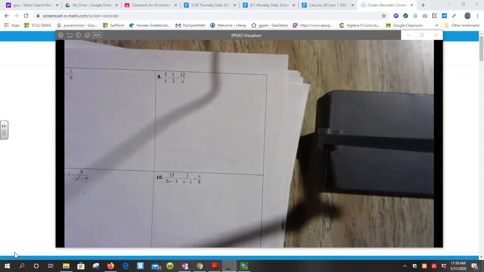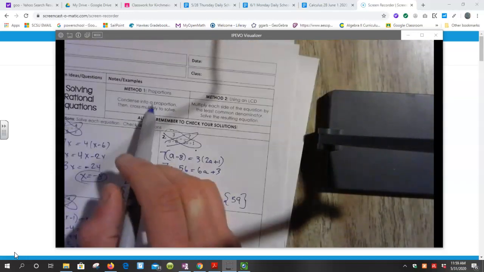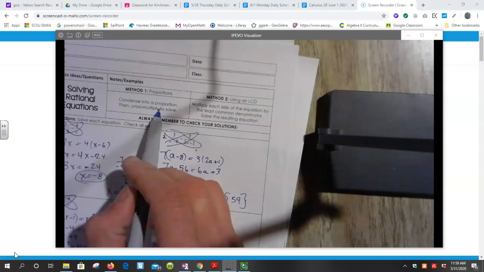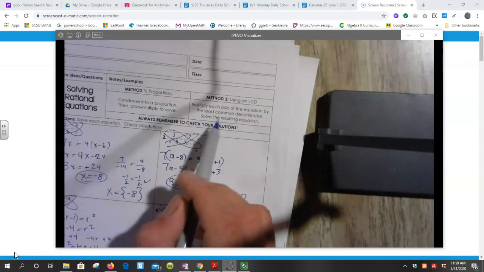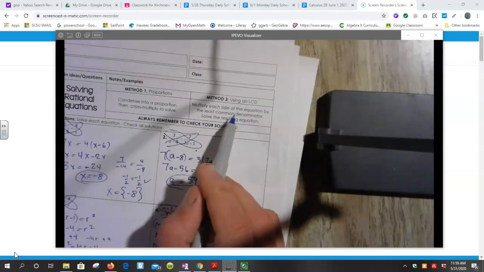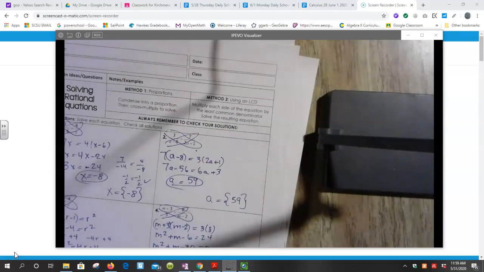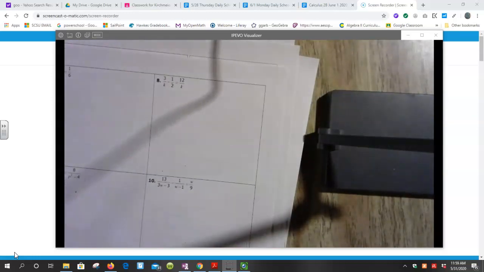What happens sometimes is we have another method here that we have to learn. So we just did this method right here where we did proportions. Okay, we did cross multiplication, but sometimes we have to use the lowest common denominator and multiply it by each side. Okay, so that's what we need to talk about here. So I'll take a look here.